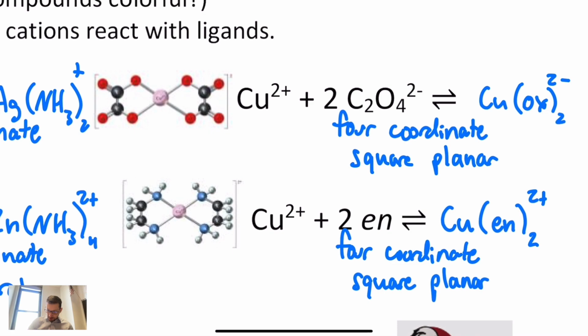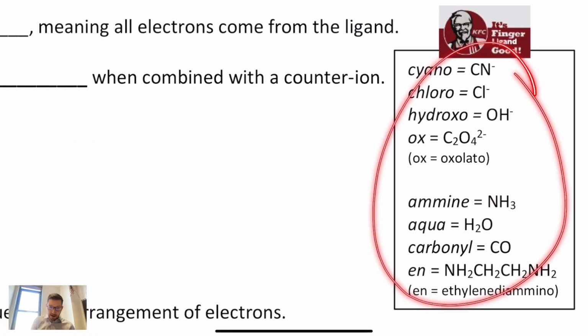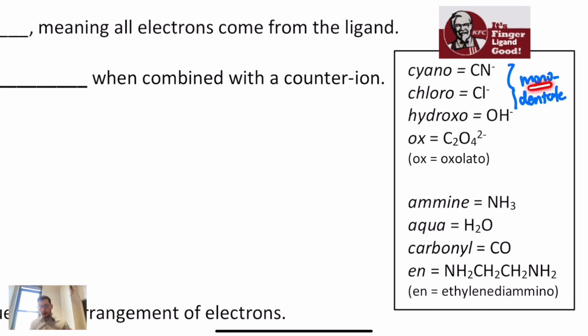And back to this chart with some various ligands, we have a bunch of monodentate ligands. That means they can form 1 bond with the Lewis acid each. And then there's 2 that are bidentates, the oxalato ligand and the ethylene diamine ligand. There are many others, but those are just two that I want you to know for the purpose of this class because they're so common.